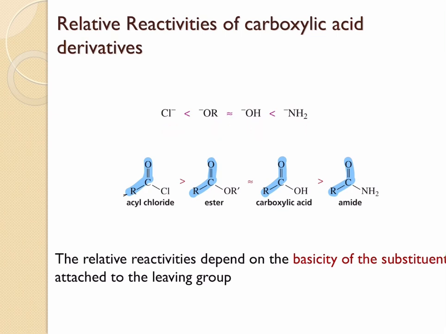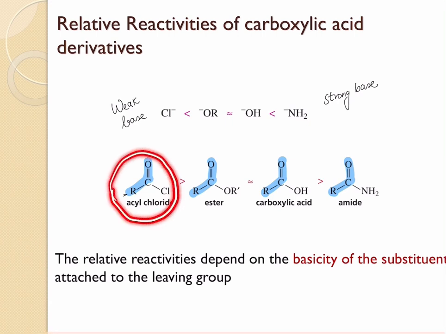And we know that the Cl minus is the weakest base of all of these. So this is going to be the weak base, whereas the NH2 minus is a strong base. And therefore we can expect the acyl chloride to be more reactive, whereas the amide to be least reactive. So this is going to be the most reactive, and this one to be the one that's least reactive.